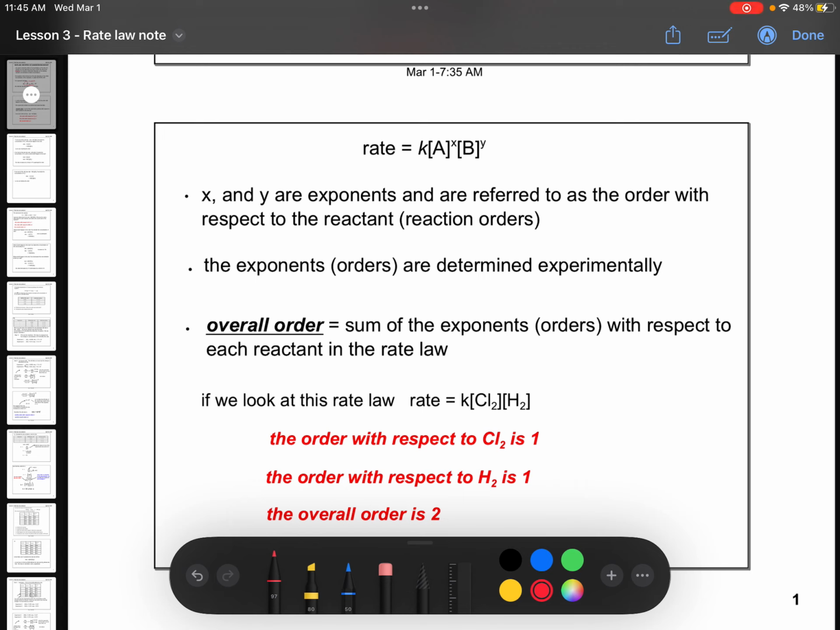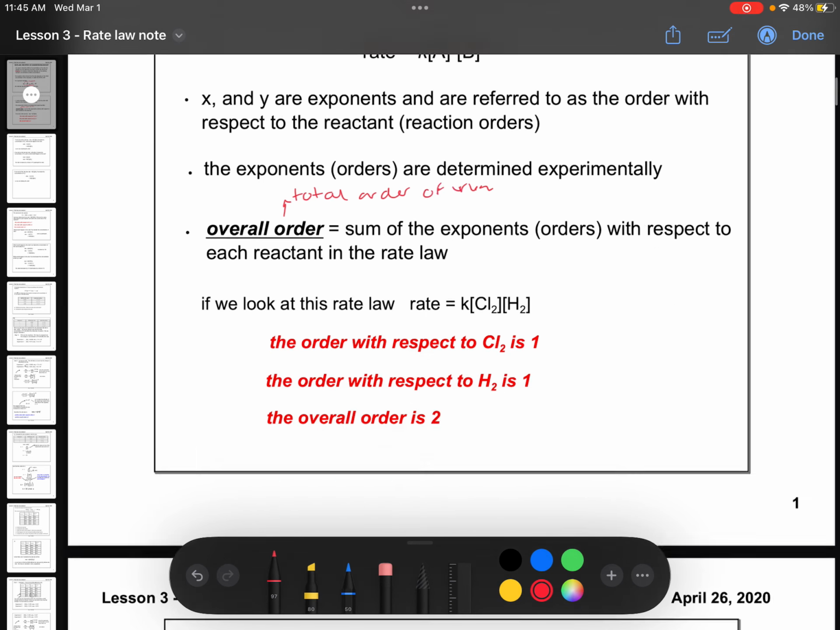So when we look at the rate law that we are seeing above, the order with respect to Cl2 is 1, and the order with respect to H2 is also 1. So the overall order is 2 because we are adding them all up. It could also be known as the total order of reaction. It just depends. In your textbook, you might see total order of reaction, but the overall order is the sum of our orders.